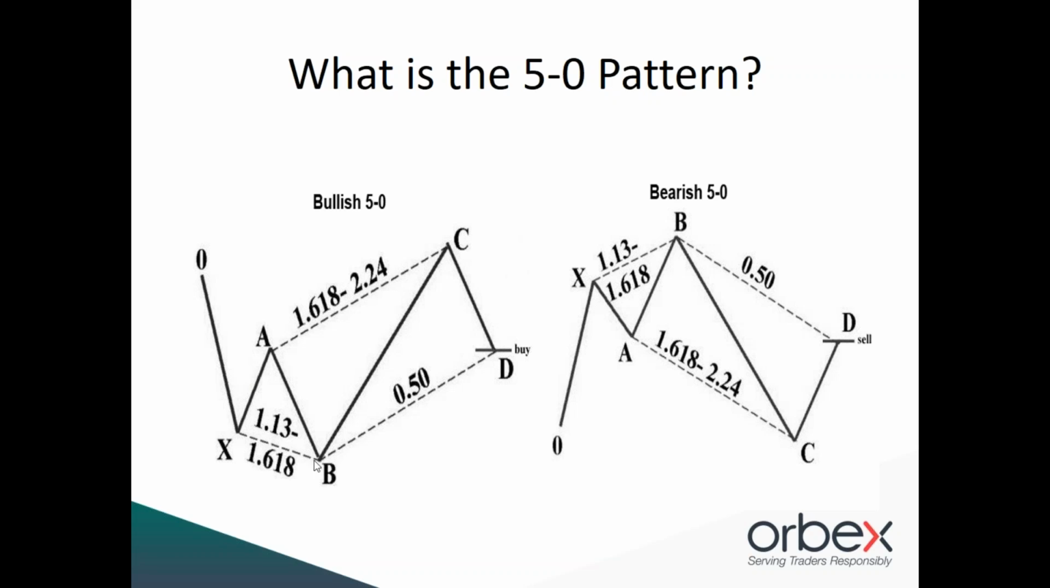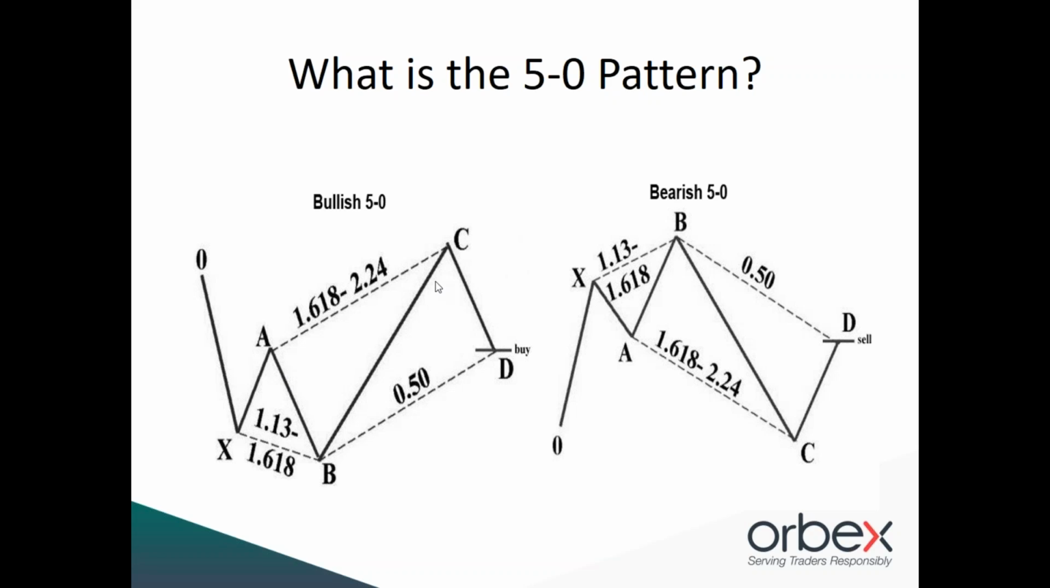and this needs to complete into the 113 to 1.618 Fibonacci extension of that XA leg. This gives us our AB leg. From here we get a really strong reversal higher, trading all the way up from the lows, breaking above that XA high, breaking above the higher high, and trading up to this C point, which needs to complete into the 1.618 to 2.24 Fibonacci extension of that AB leg.